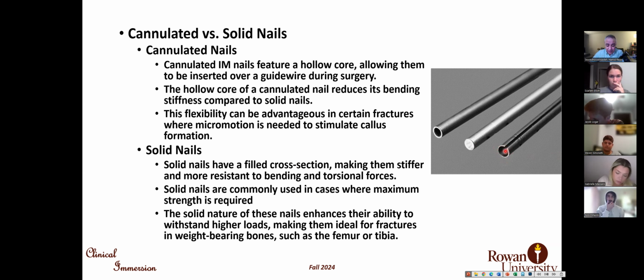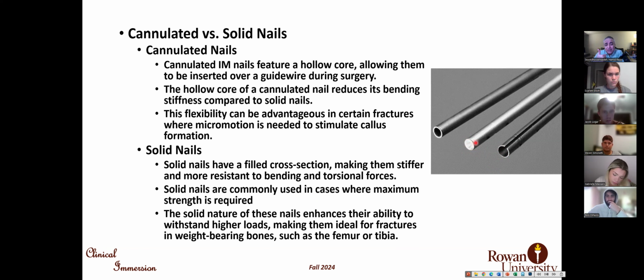Insertion is easier. We can first put a guide wire. With a wire, we can check everything. And when we are sure, we insert the nail. So everything is better with cannulated nails, but sometimes we need these solid nails. These solid nails are stronger, a little bit stronger, not too much, but sometimes we need them for two reasons.